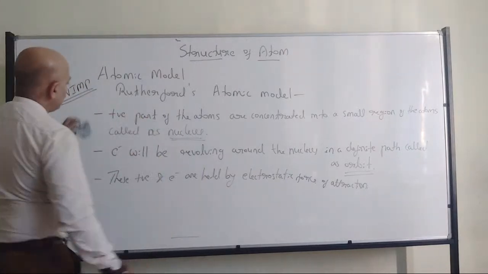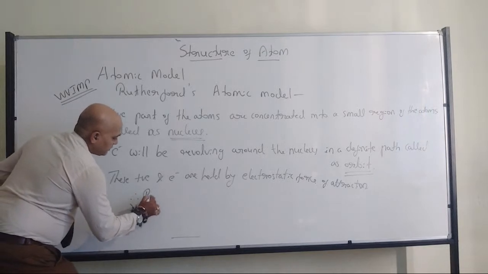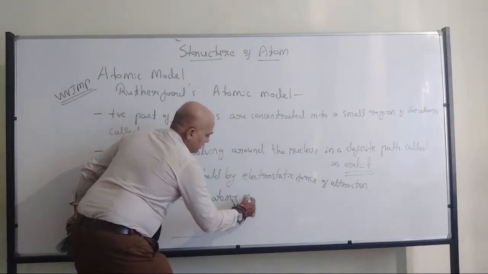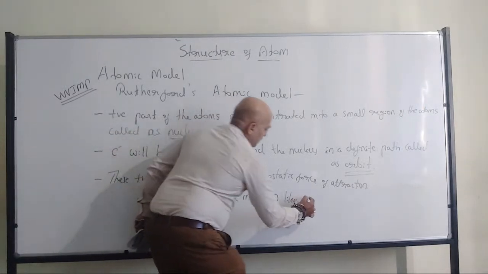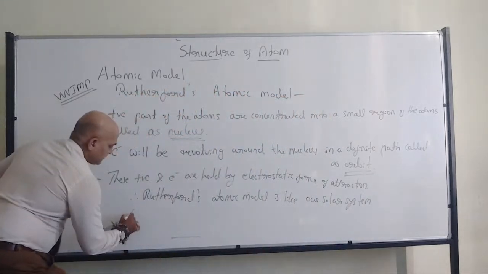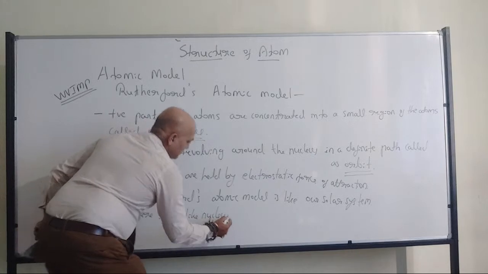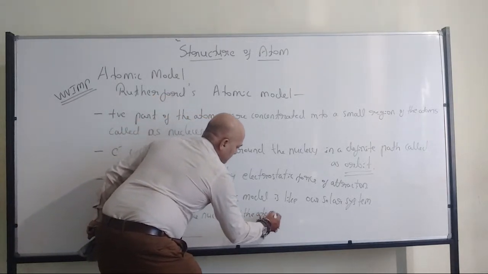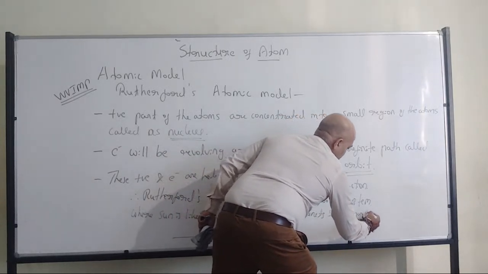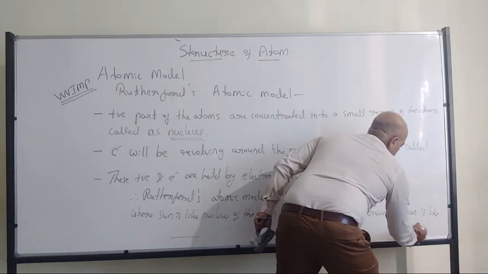Along with that, one last sentence, which cannot be given as a point. I will mention here: therefore, Rutherford's atomic model is like our solar system, where the sun is like the nucleus of the atom, and the planets revolving around the sun are like electrons.